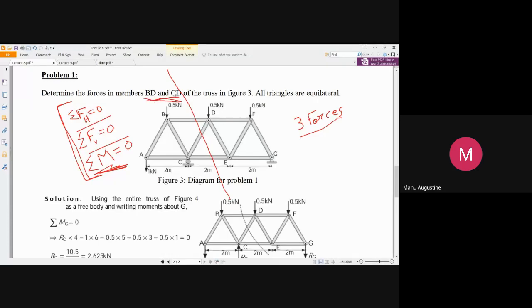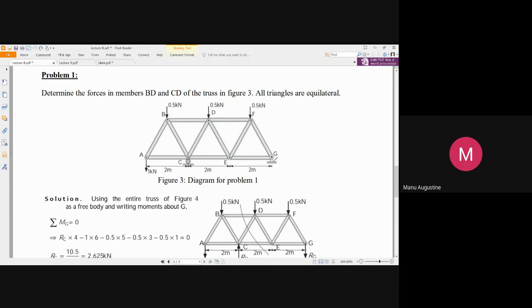Aapse problem mein jo do bodies ki forces puchi gayi hai, ya do members ki force puchi gayi hai, unmein se to aapka section pass hona hi chahiye. Lekin total teen unknown forces mein se zyada bhi pass nahi hona chahiye. So this section which we drew in the last class is ideal for solving this problem. This we have already understood.